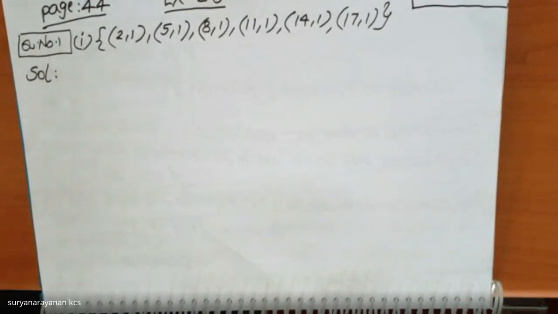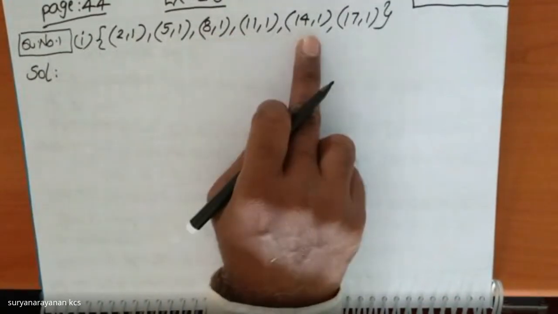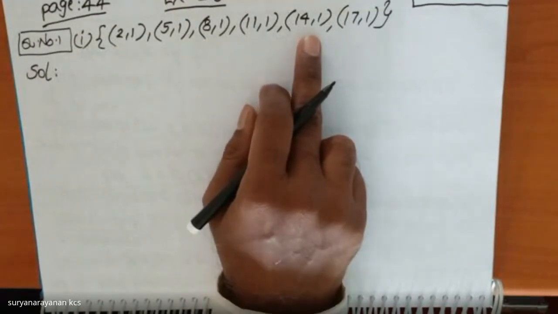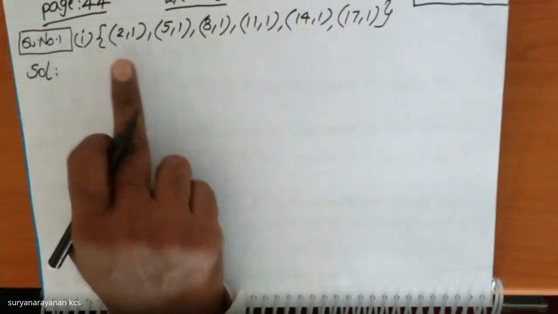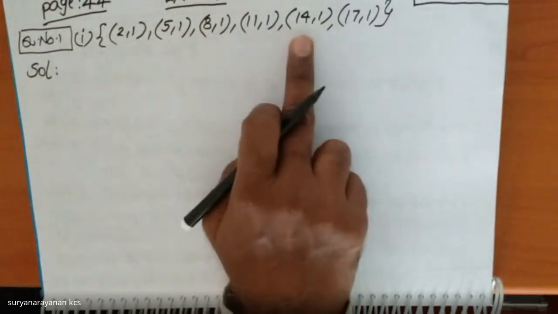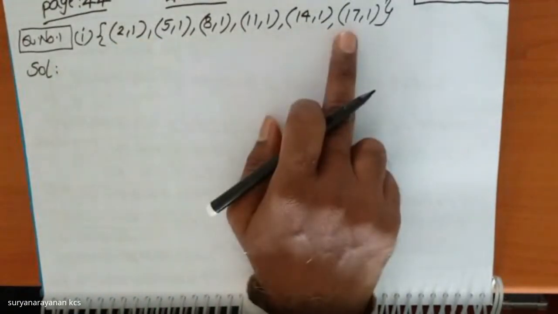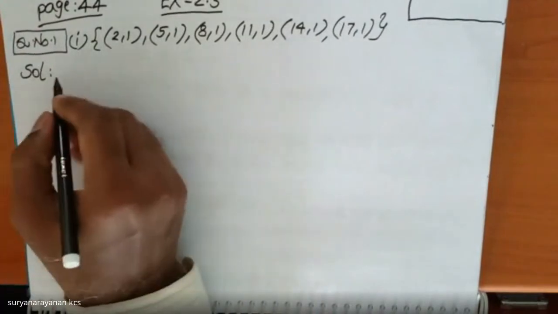What is that condition? No two distinct ordered pairs should have the same first element. They should not have the same first element. What are the first elements here? 2, 5, 8, 11, 14 and 17. Yes or no? All the first elements in these ordered pairs are distinct. So this is a function.